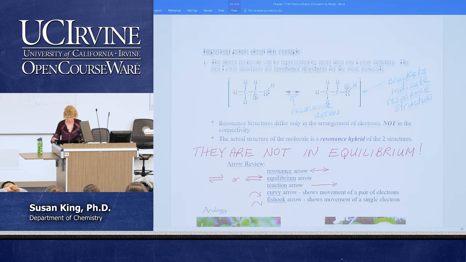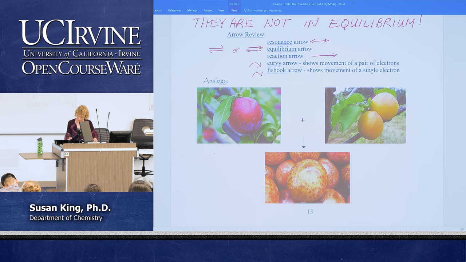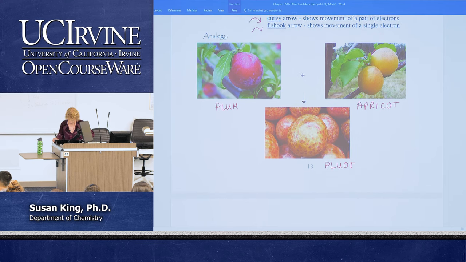We're going to need an analogy for this because it's hard not to think of those things going back and forth. So this is a plum. This is an apricot. This is a pluot. Okay. So you cross a plum and an apricot, you get a pluot. So the pluot is the analogy for the hybrid. When you have a pluot sitting in your hand, it is not changing back and forth from a plum to an apricot to a plum to an apricot. It's a pluot, okay? So that's the true structure. So our hybrid is the pluot. That's the true structure of the molecule. And I can say that a bunch of times, but you're always going to think of that thing going back and forth. But they're not going back and forth.